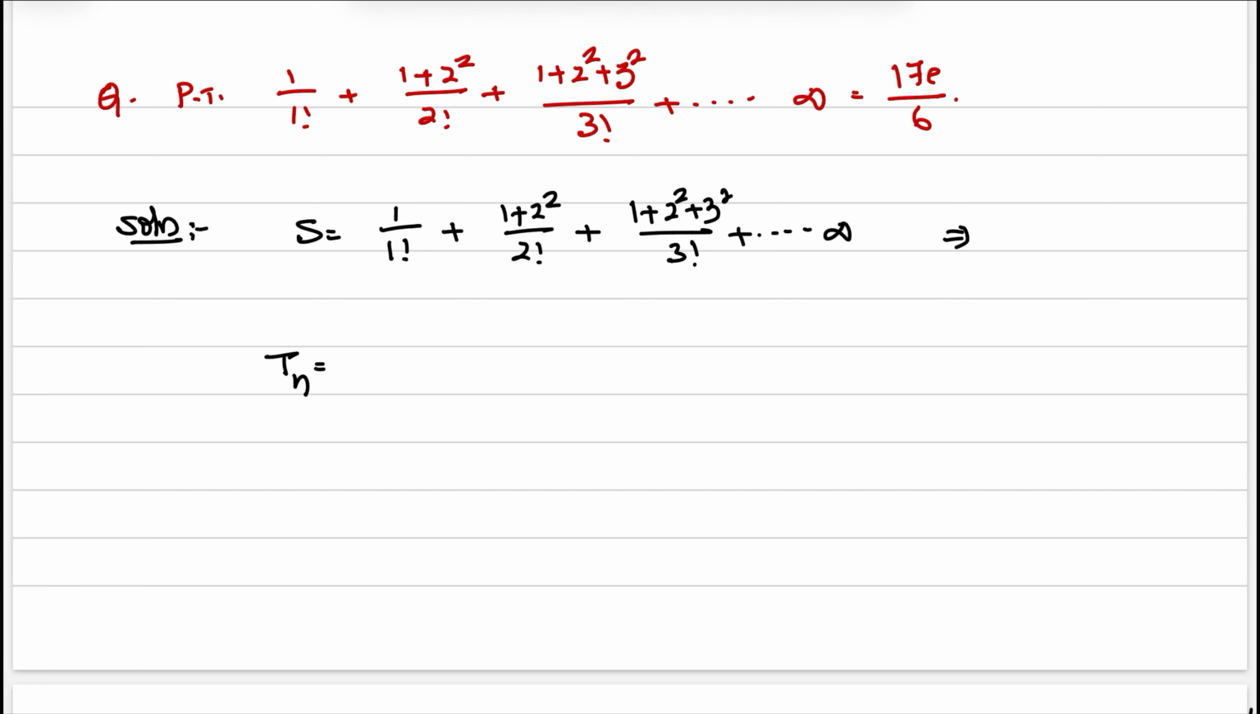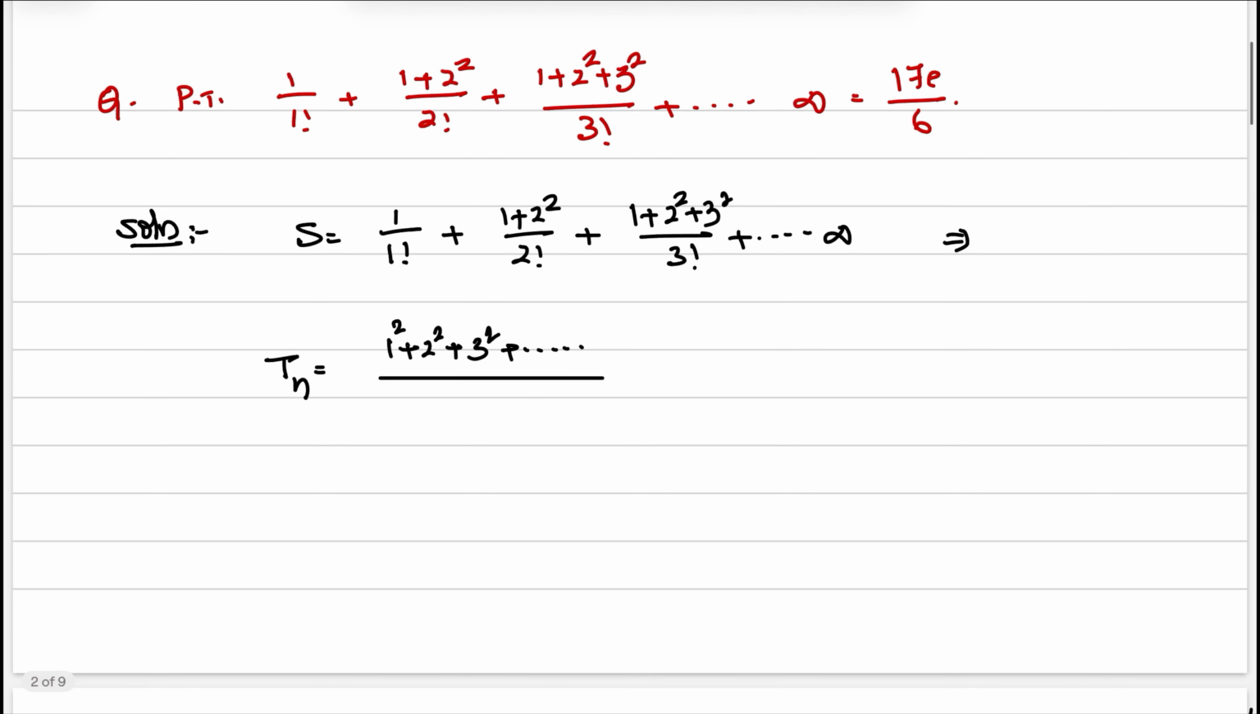the numerator is 1, which is nothing but 1 square. So 1 square plus 2 square plus 3 square plus 4 square up to n square, and the denominator is 1 factorial, 2 factorial, 3 factorial up to n factorial.